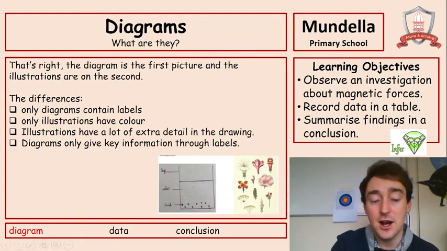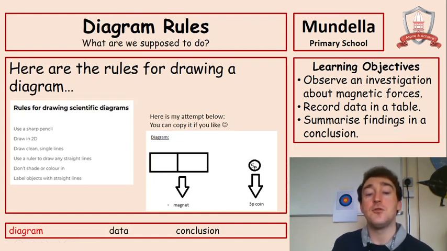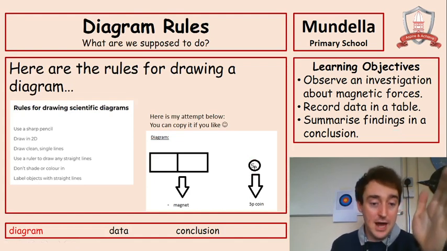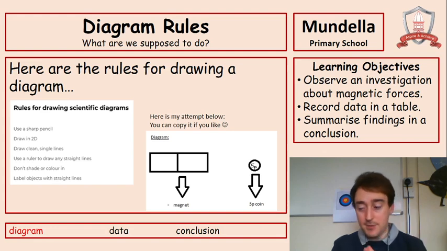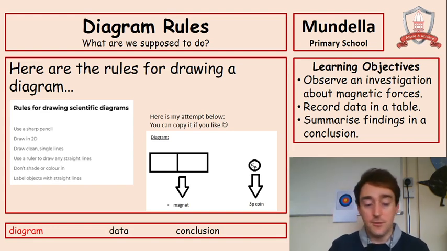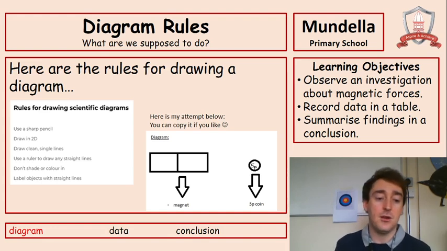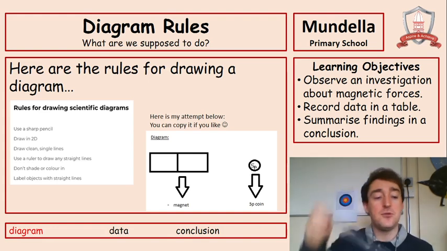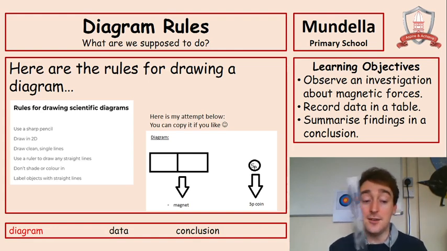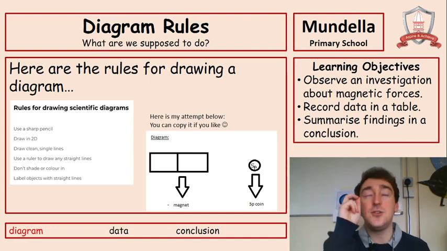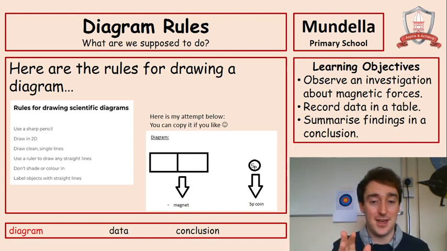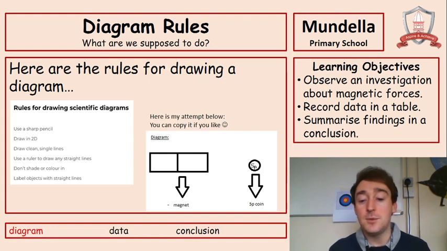So let's have a go at doing our own ones. Here are the rules for drawing a diagram and they're all down the side there. So you need a sharp pencil. Good. We need to draw it in 2D, so no 3D drawings, let's keep it simple. We need to draw clean single lines, and how are we going to do that, do you think? Well, this thing here might be useful, a ruler. Use a ruler to draw any straight lines. Do not shade or colour in. Okay? And finally, label objects with straight lines.